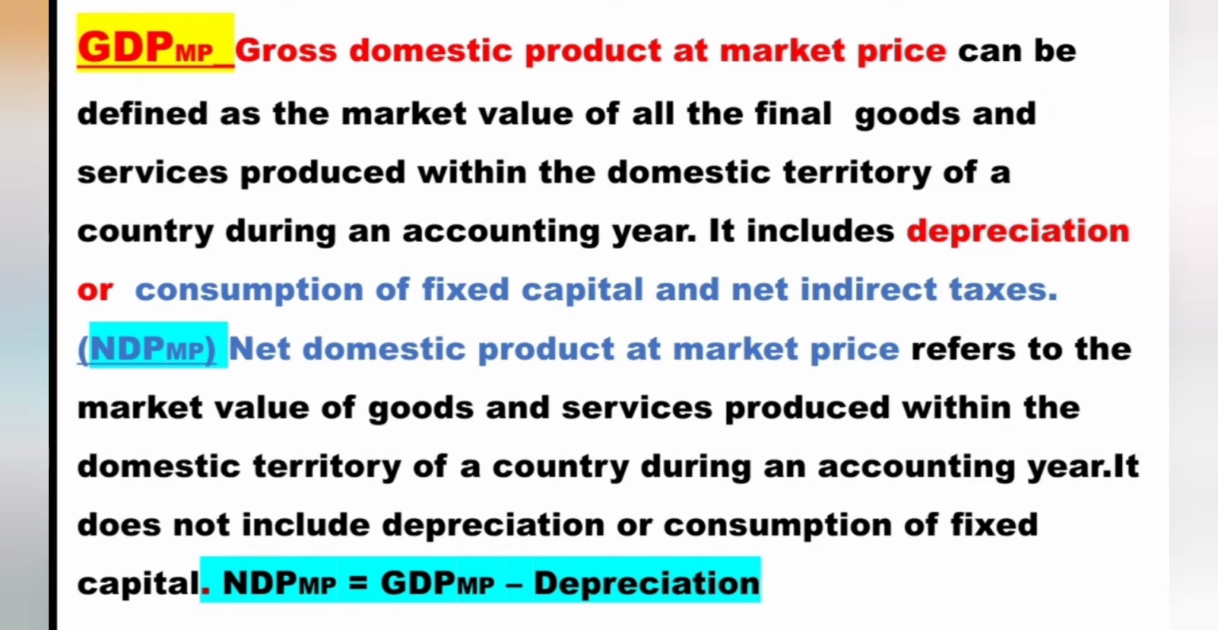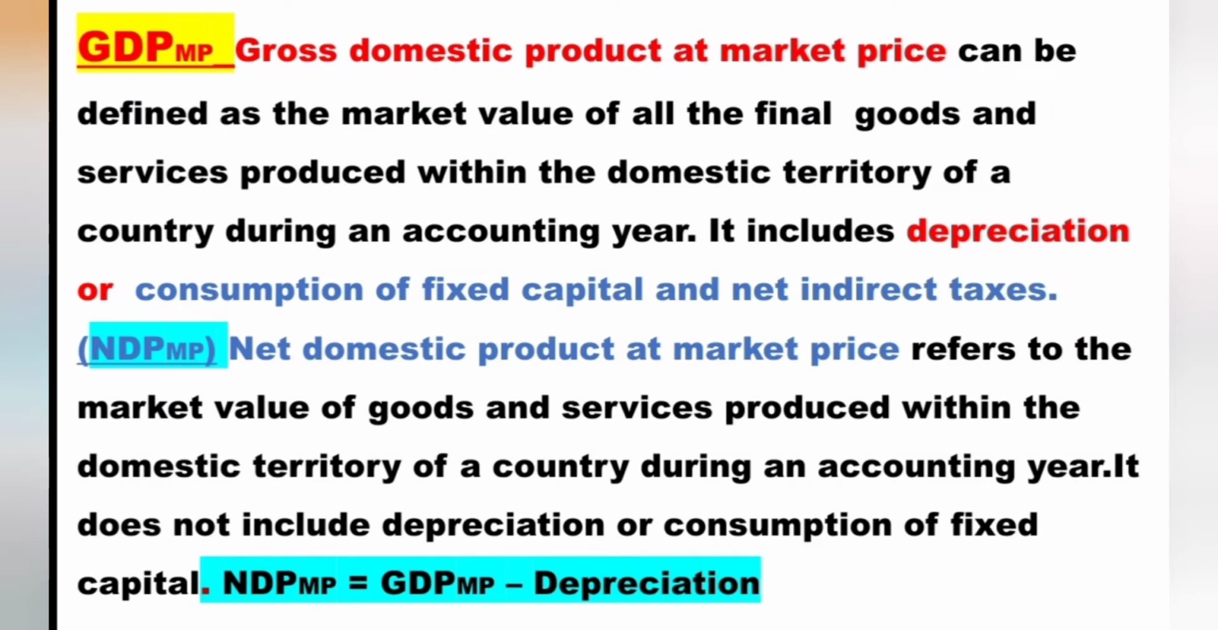Why is it a domestic concept? Because it does not include net factor income from abroad. Why is it calculated at market price? It includes net indirect taxes. So what is depreciation or consumption of fixed capital? What is net indirect taxes? What is meant by gross and net? That we will see in the coming slides.